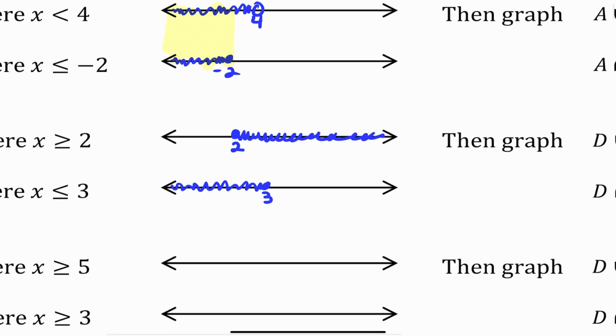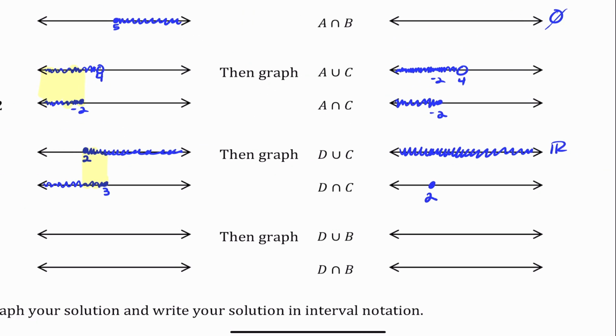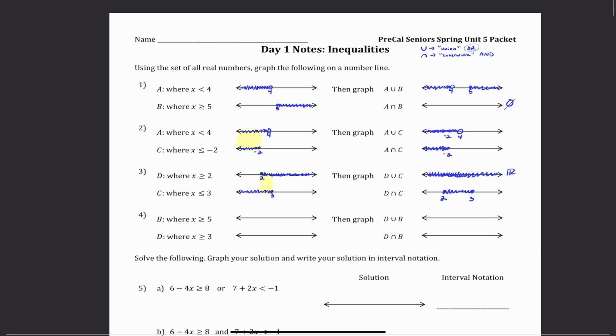Now, where do these two things intersect? Right there. Between 2 and 3, including the number 2 and the number 3. So that would be from 2 to 3, and that's where I'm going to put that on the number line.